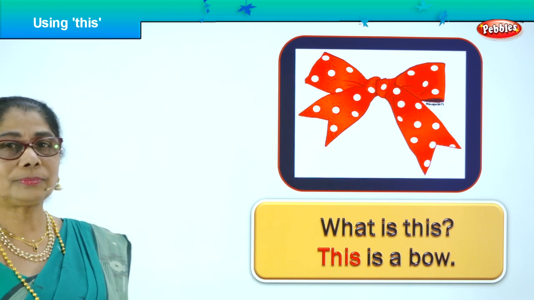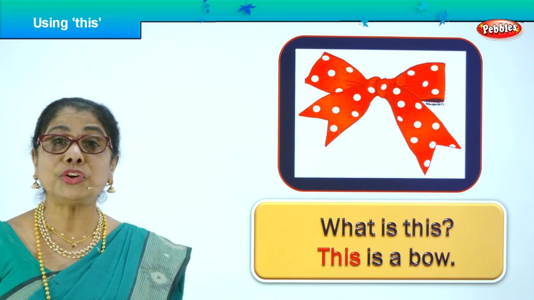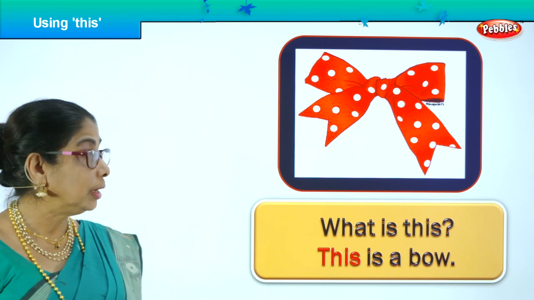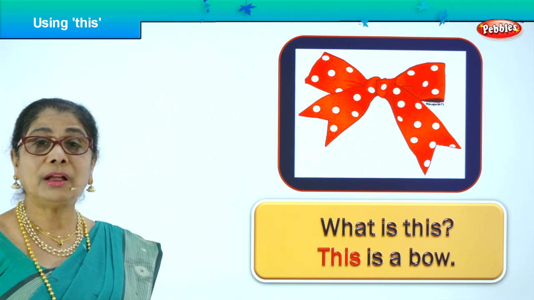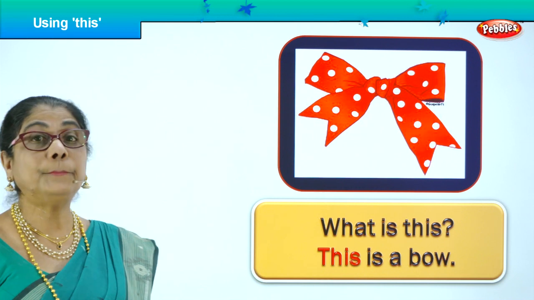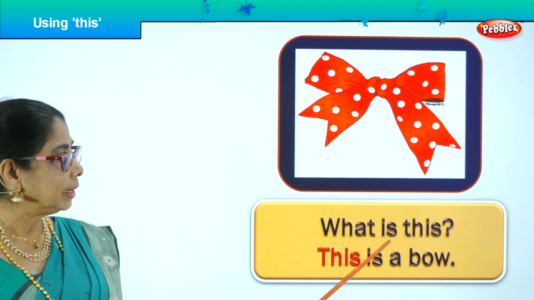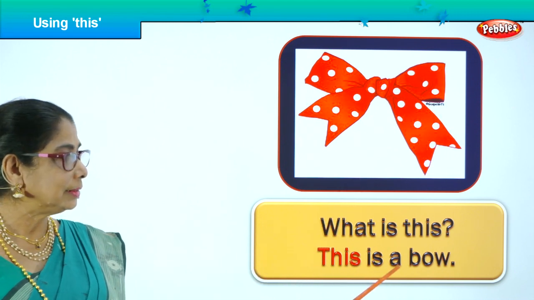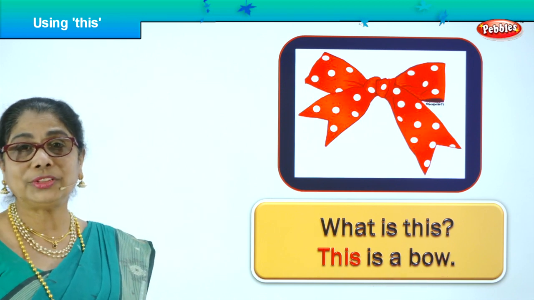What is this? Where do you use this? You can use it on a dress. You can use it on your head after having put a nice high ponytail. It's called a bow. Little girls have bows on the dress in front or at the back, or bows for the neck or bows for the head. What is this? This is a bow, either for the hair or for the dress.